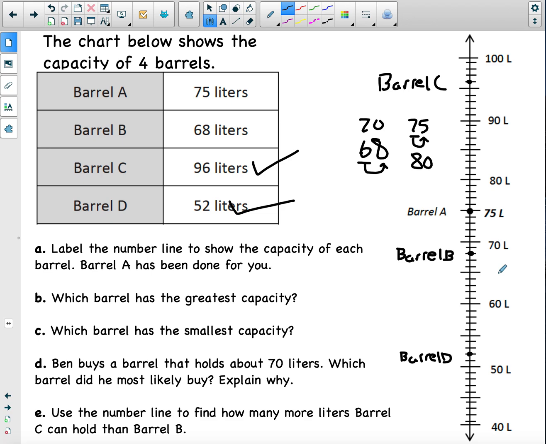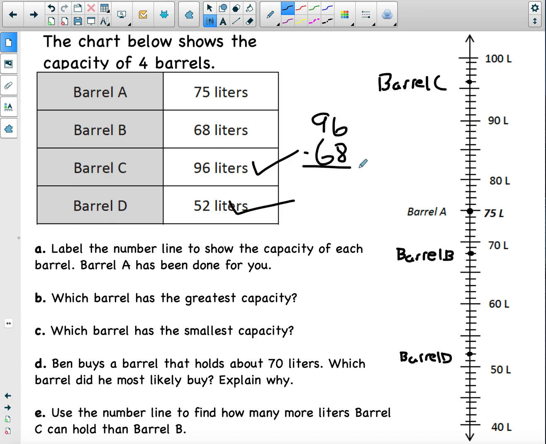All right, welcome back. So there are actually 2 ways to solve this, and it doesn't matter which one you used, as long as you used it accurately. So the first way, depending on your preference, is to just subtract, because I want to find out how much more. So I'm looking for the difference, and difference is the answer to a subtraction problem. 96 for barrel C and 68 for barrel B.